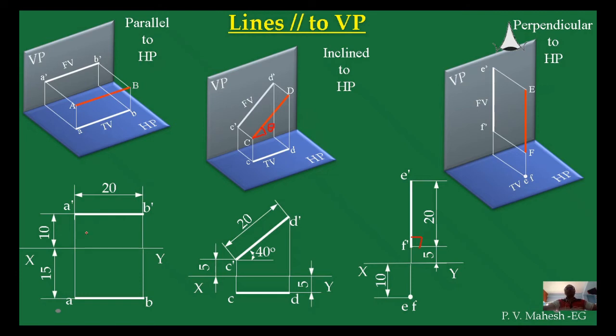The second point is, when the line is parallel to VP, the top view will be a horizontal line. The top view, the distance of all the points will be equal from XY. Okay, when the line is parallel to VP, here this distance and this distance is equal, and this distance and this distance is equal, and the distance of these 2 points is equal. So the distance of AB from XY is equal, CD is equal from XY, and EF is also equal from XY. So these are the points we have to remember when the lines are parallel to VP.